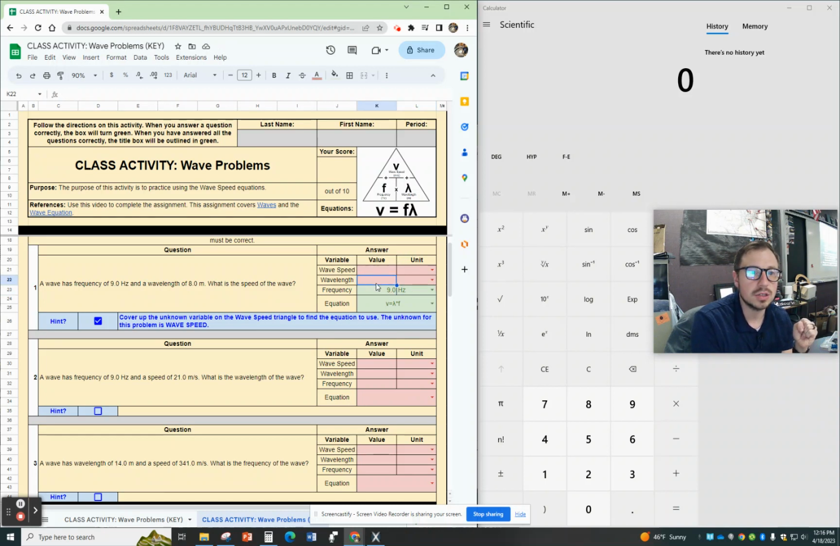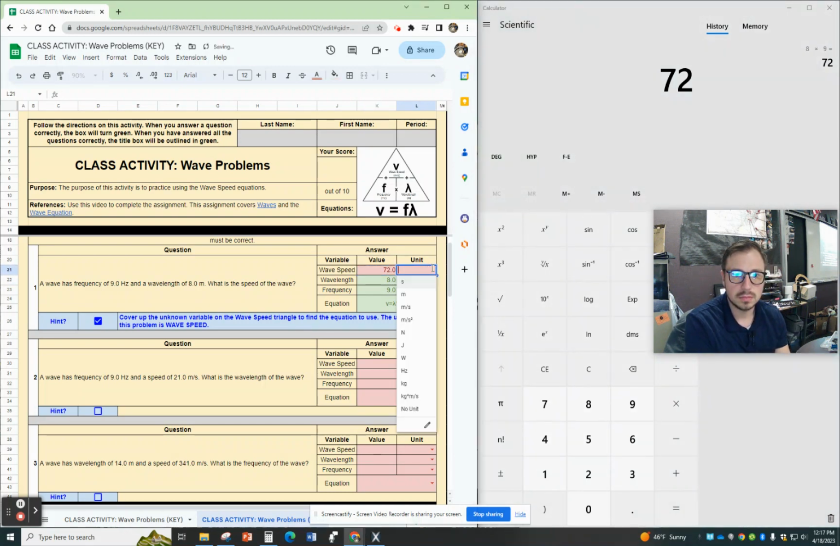Wavelength is going to be 8 meters. There we go, right? So now I have the equation that I'm going to use, and I know the wave speed. So the wave speed equals the frequency times the wavelength. So all I do is I'm going to take 8 times 9, 72. And the unit, meters per second. So great, it turned green.